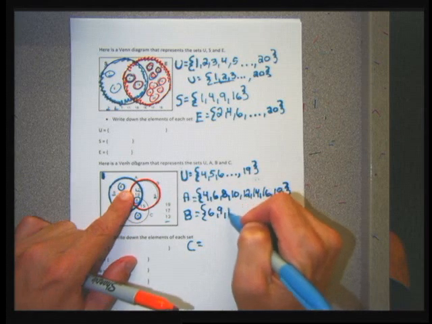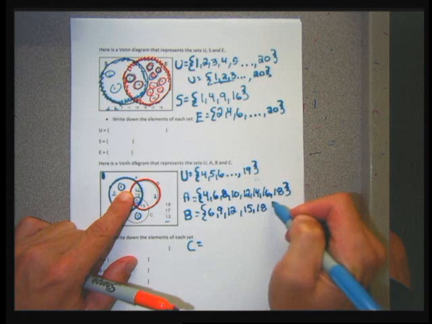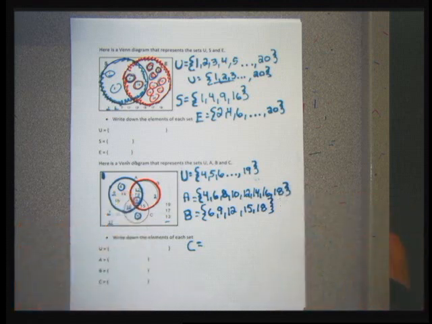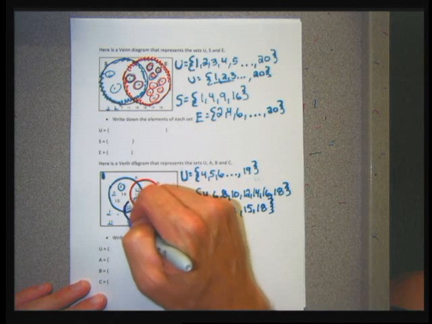And then I see 12, 15, and 18. Those are all multiples of 3 for what it's worth. A has the even numbers between 4 and 19 inclusive. B has the multiples of 3 in the universal set. And then I'll do set C. Set C is this set in the bottom.